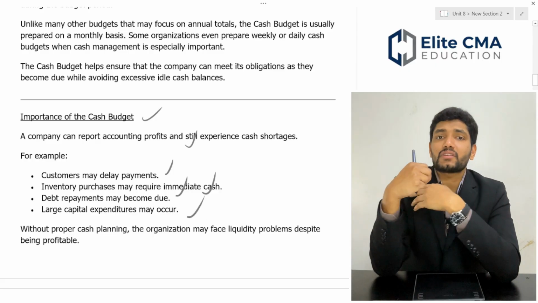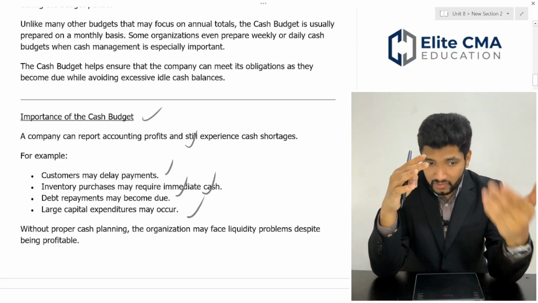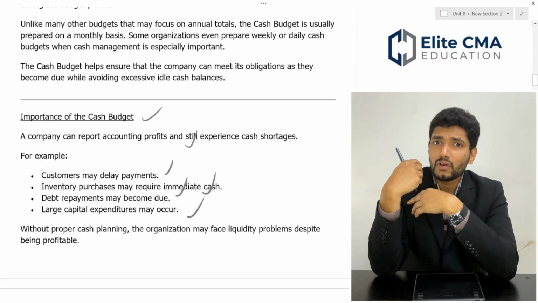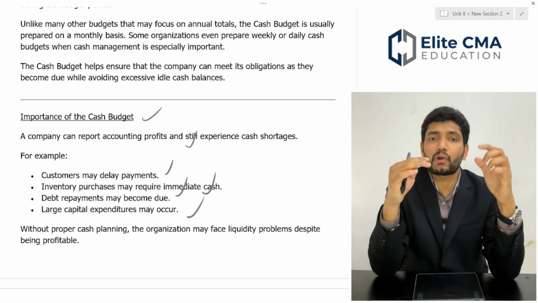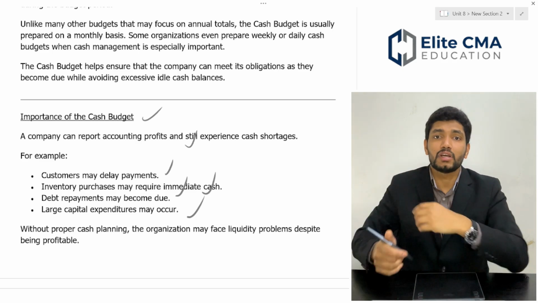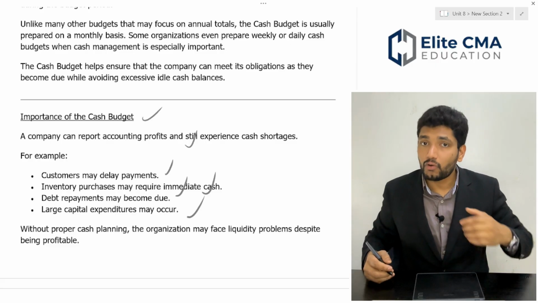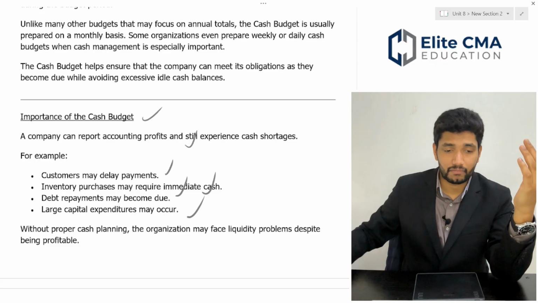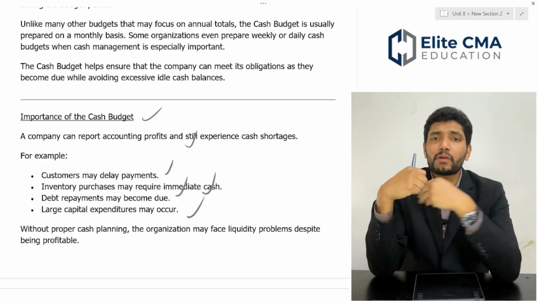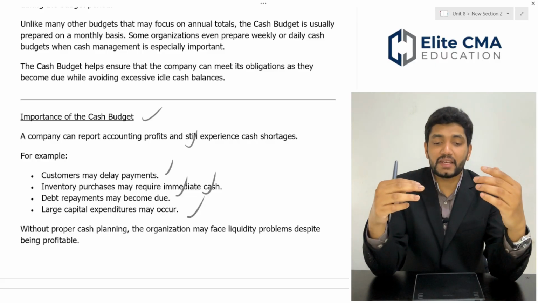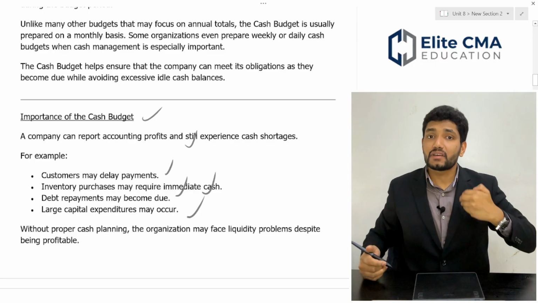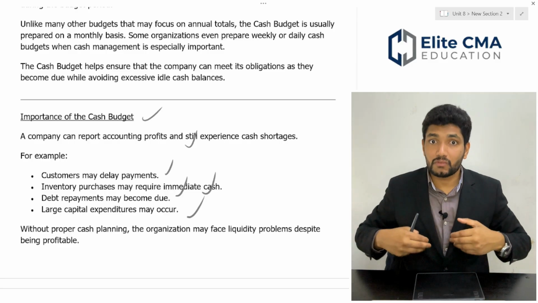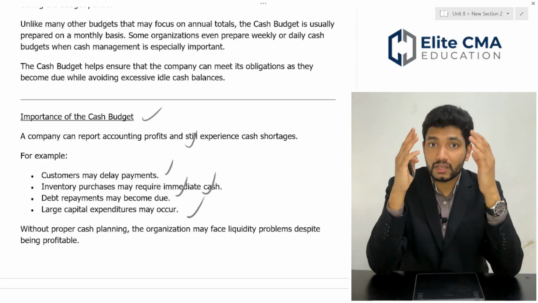In such cases, what can happen? The company can still show a big profit in the profit and loss account, but the cash position can have a shortage. Without proper planning, that is. If we have proper cash planning, we can reduce this shortage as much as possible, and we can plan some short-term borrowing if required.